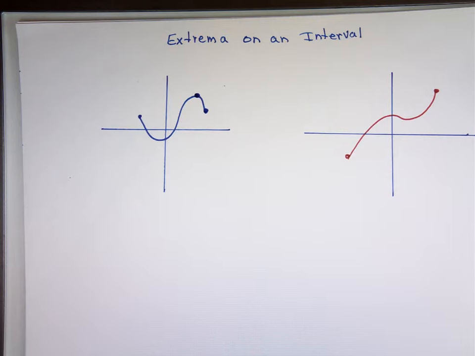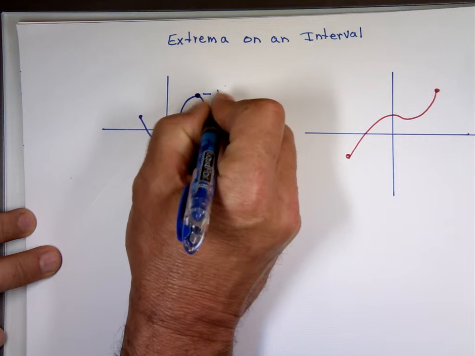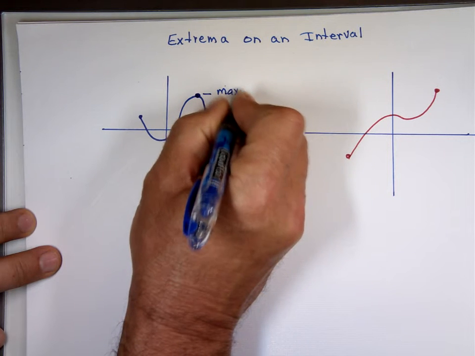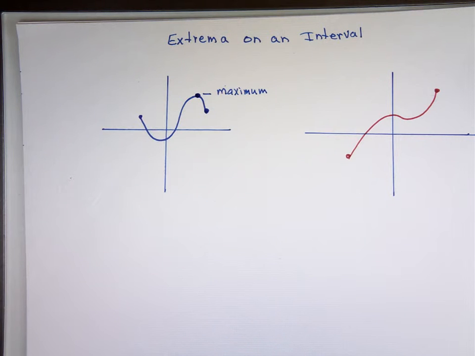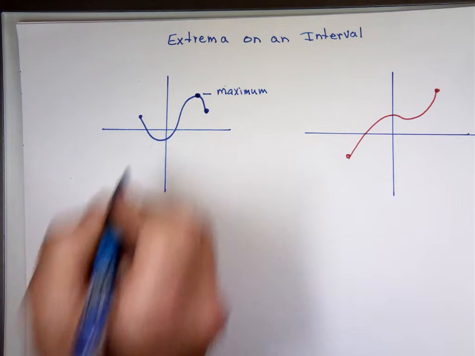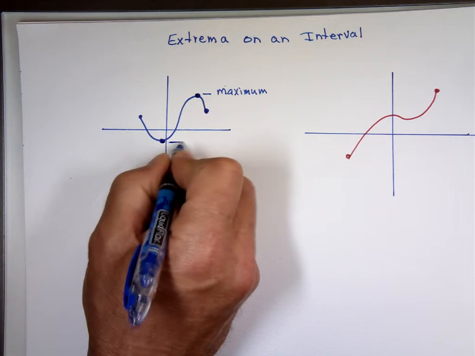See that point? Is the y value for that the smallest or the largest? That's the largest. That's the maximum value. That's the maximum point. What about this one? Minimum. That's the minimum value.